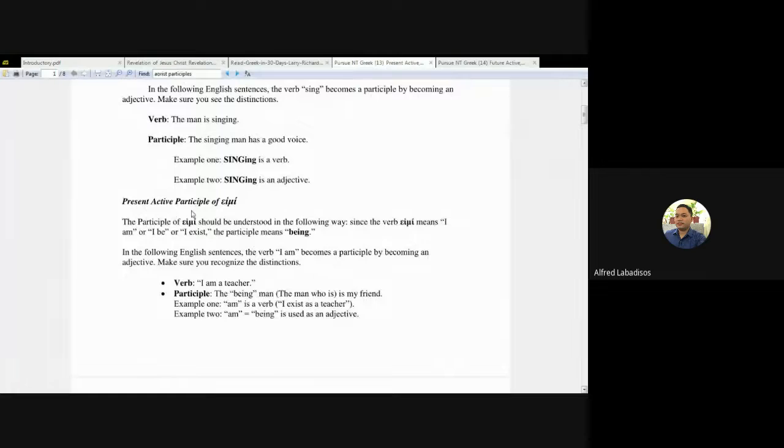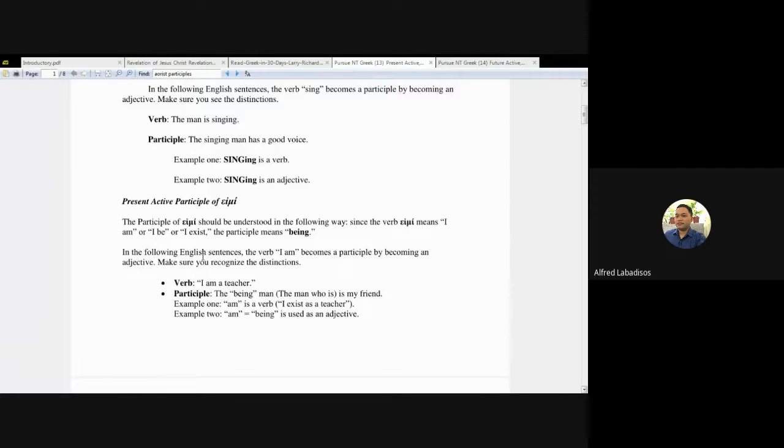So, the present active participle of eimi. The participle of eimi should be understood in the following way. Since the verb eimi means I am, or I exist, the participle means being. So the verb eimi means I am, but the participle meaning of eimi is being.